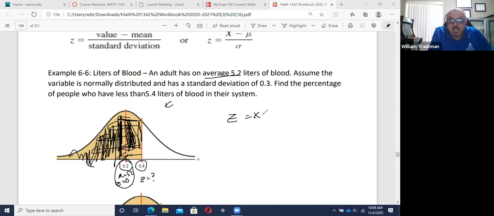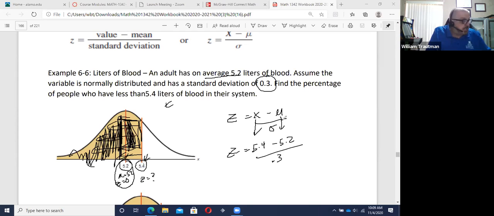So the z value equals x minus the mean divided by the standard deviation. The x value is 5.4. That's the value that we're talking about. The mean was 5.2. See, there's the x value, there's the mean. And the standard deviation we said was 0.3. So when I put this into my calculator, 5.4 minus 5.2 divided by 0.3, I get a z value of 0.66666, and we always round z values to 2 decimal places.